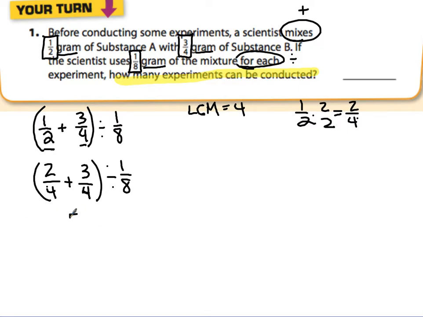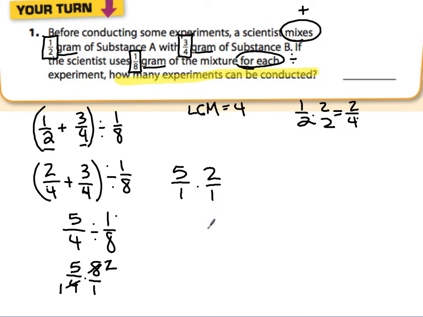When I add these two together, I get 5/4, and I want to divide that by 1/8. Yes, I know it's improper, but remember, we need it to be improper when we're dividing, so don't change it just yet. In order to divide, I have to multiply by the reciprocal, so 5/4 times 8/1. And then I go through and I simplify, so 8 and 4 are both divisible by 4, so I have 1 and 2. My new problem is 5/1 times 2/1, and I know that gives me 10/1, so my answer is 10.